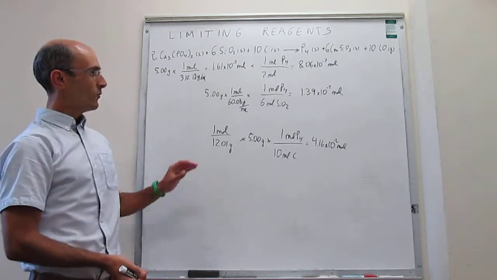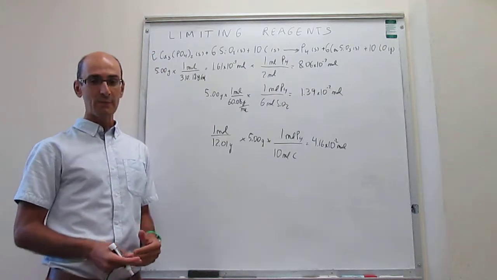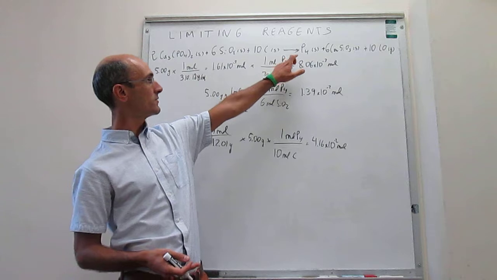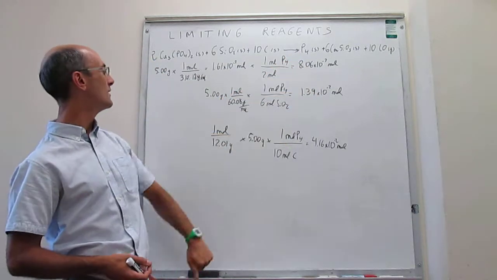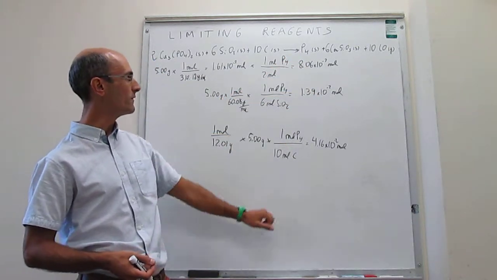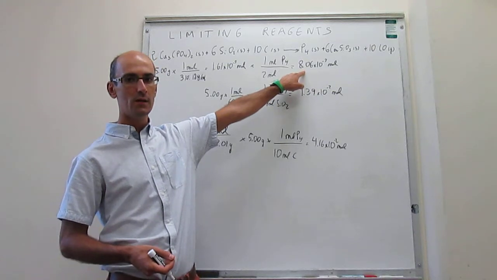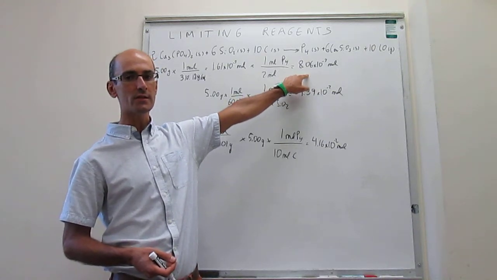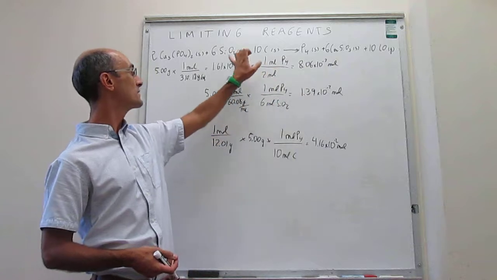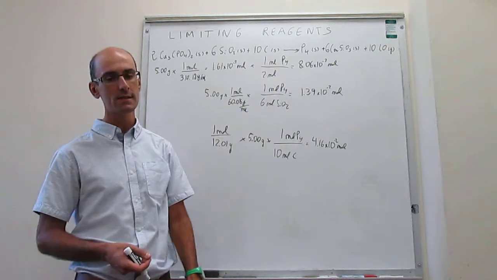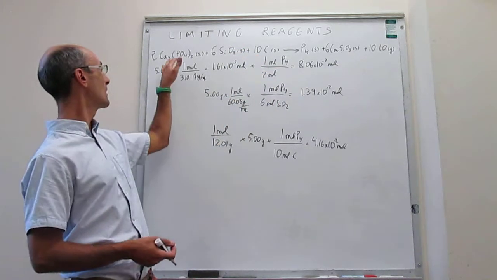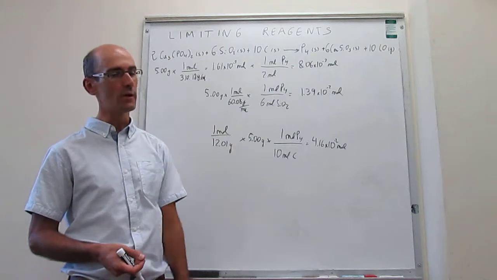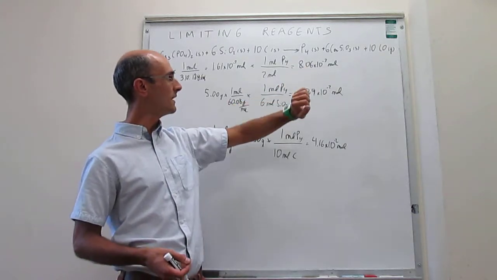So again, we've done the calculation of the expected yield of my product of interest, tetraphosphorus, for each one of the reagents, and we find that the smallest number is this one. That means that this is the limiting reagent. Both silicon dioxide and carbon will be in excess. There will be some left over, and all calcium phosphate will react. So that is going to be the yield that I get.